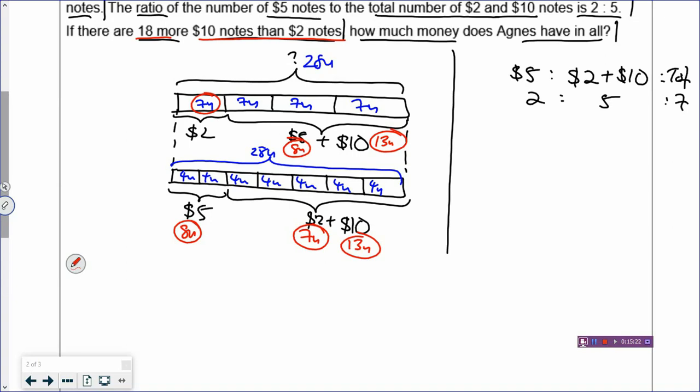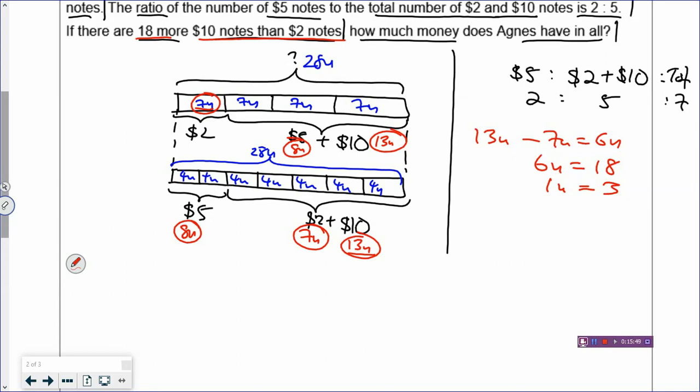So let's look at the $10 notes, which is 13 units, and you minus the $2 notes, which is 7 units, right? So you minus 7 units, so you get 6 units more $10 notes than $2 notes, right? And then your 6 units more is also equal to 18 more. So 1 unit is equal to 3. Alright, 18 divided by 6 is 3.